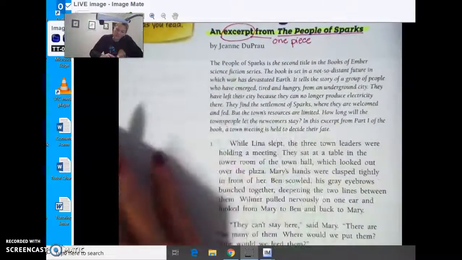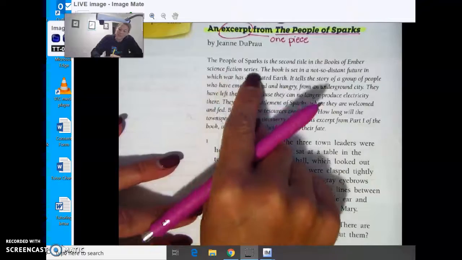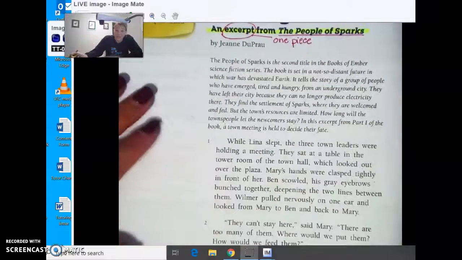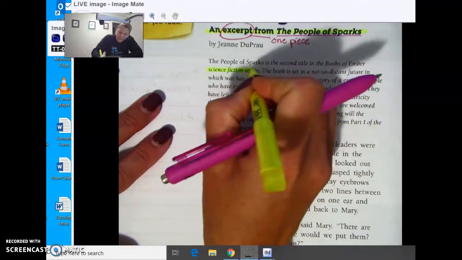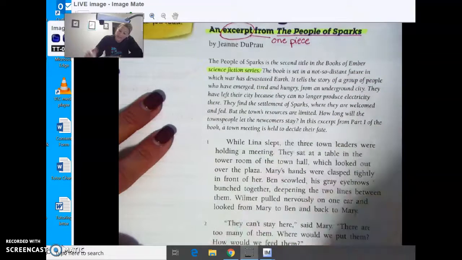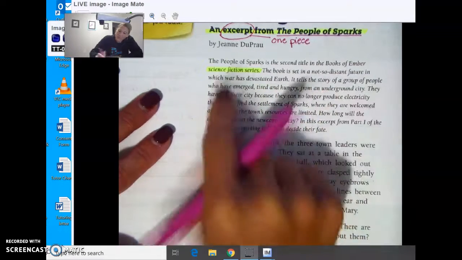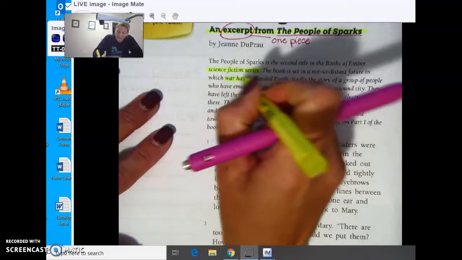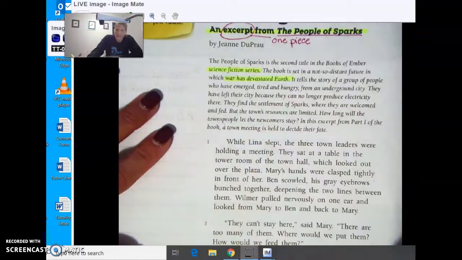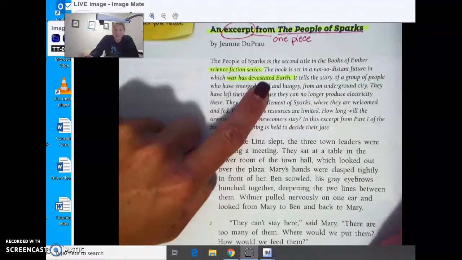The People of Sparks is the second title in the books of Ember science fiction series. Right there, I've just been told I'm right. It's a science fiction series. And I know it's a book. The book is set in a not so distant future in which war has devastated Earth. So this lets me know the setting of my story. It's in the future, and the war has devastated Earth.